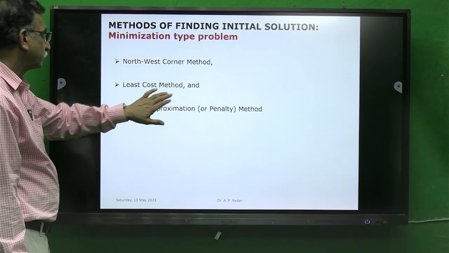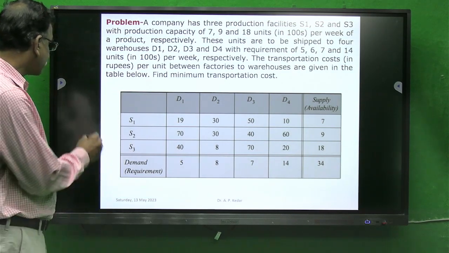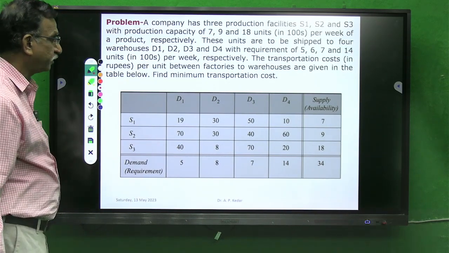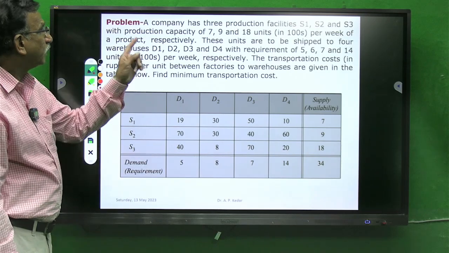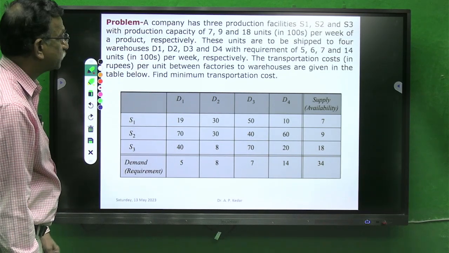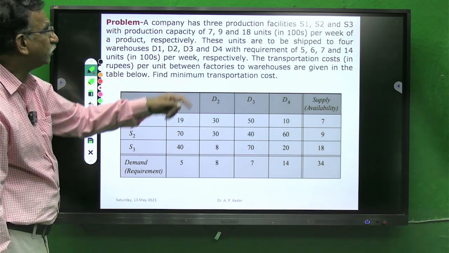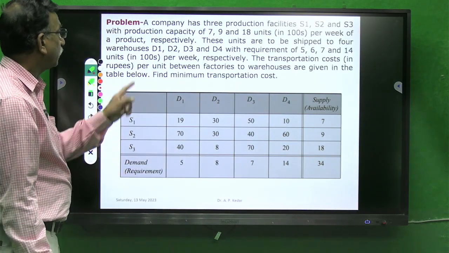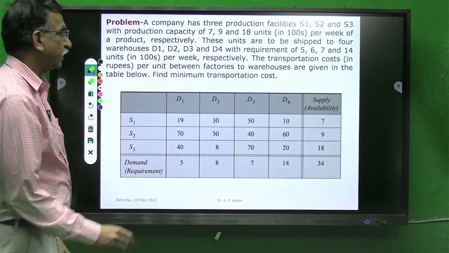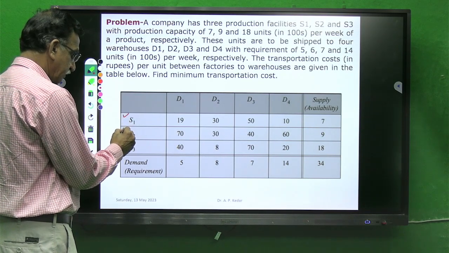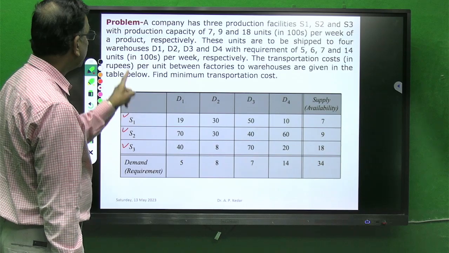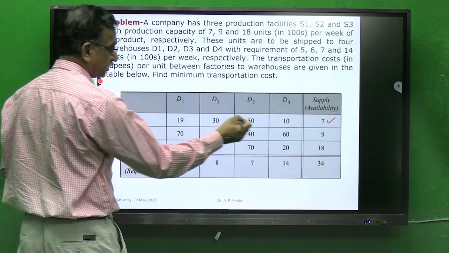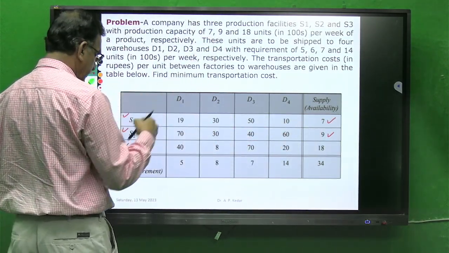So now this is the problem. First I will explain what the problem demands, what the problem wants, and how the matrix should be interpreted. If you read it, a company has 3 production facilities, S1, S2, S3, with production capacity of 7, 9, 18 units. Production facility means factories. Factories are labeled as S1, S2, S3. S1 can produce 7 units, supply availability 7. So 9 is against S2 as given in the problem, and 18 is against S3.